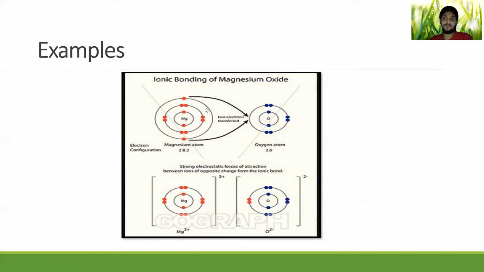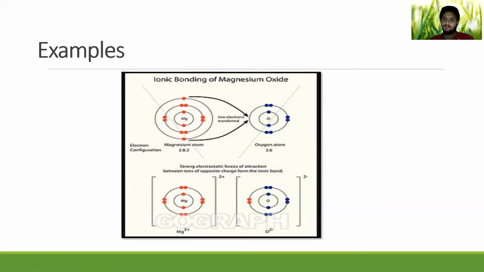So you can see now magnesium, as you can remember from the periodic table, falls in group 2. If it falls in group 2, that means it has 2 electrons in its outermost shell. There are 2 electrons in the outermost shell of magnesium. Whereas oxygen falls into group 6, so that means it has 6 electrons in its outermost shell.